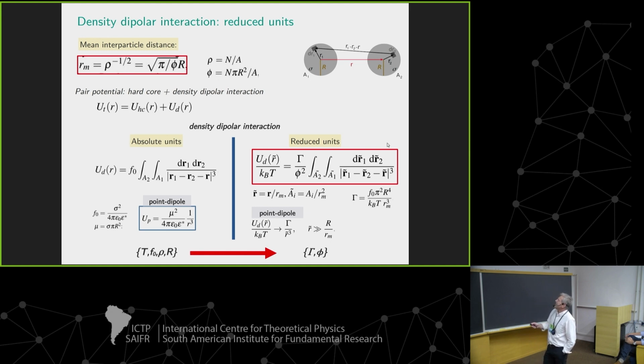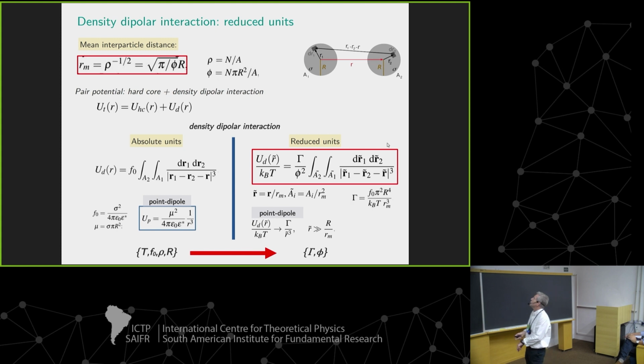For this, let me first introduce some reduced units, which is convenient. We introduced the mean interparticle distance, which is the square root of the particle number density. In these units, the dipolar potential, from the 4 parameters we had, temperature, F naught, density and radius, ends up with just 2 parameters: a coupling parameter, which now depends on the mean interparticle distance, and the volume fraction, or area fraction, actually.